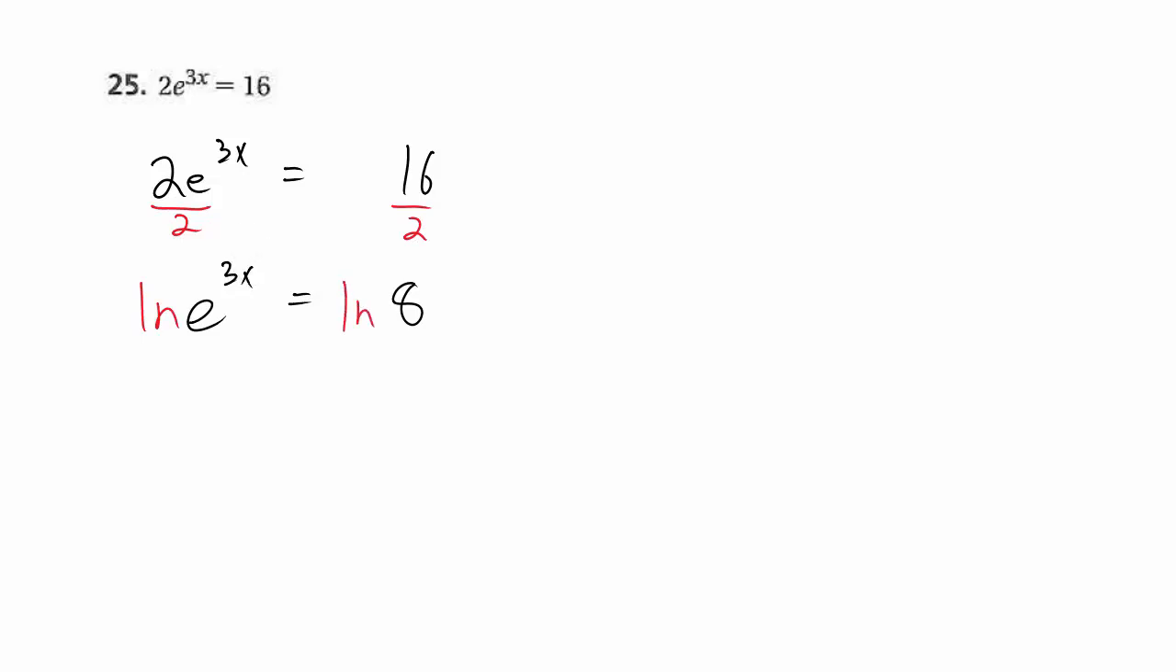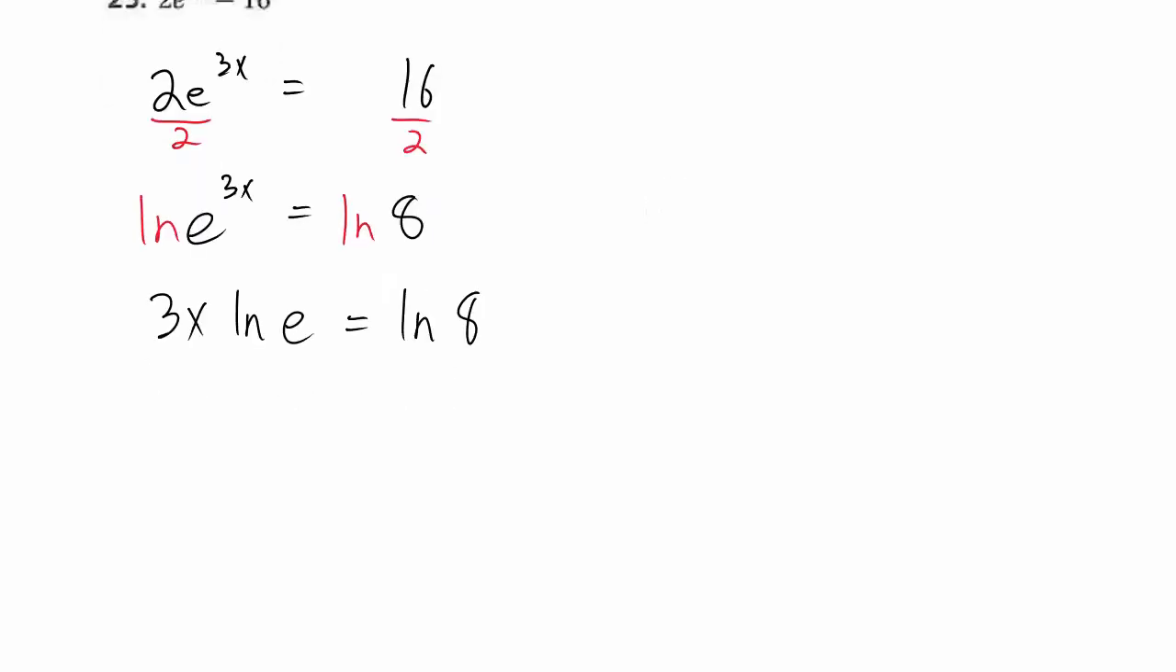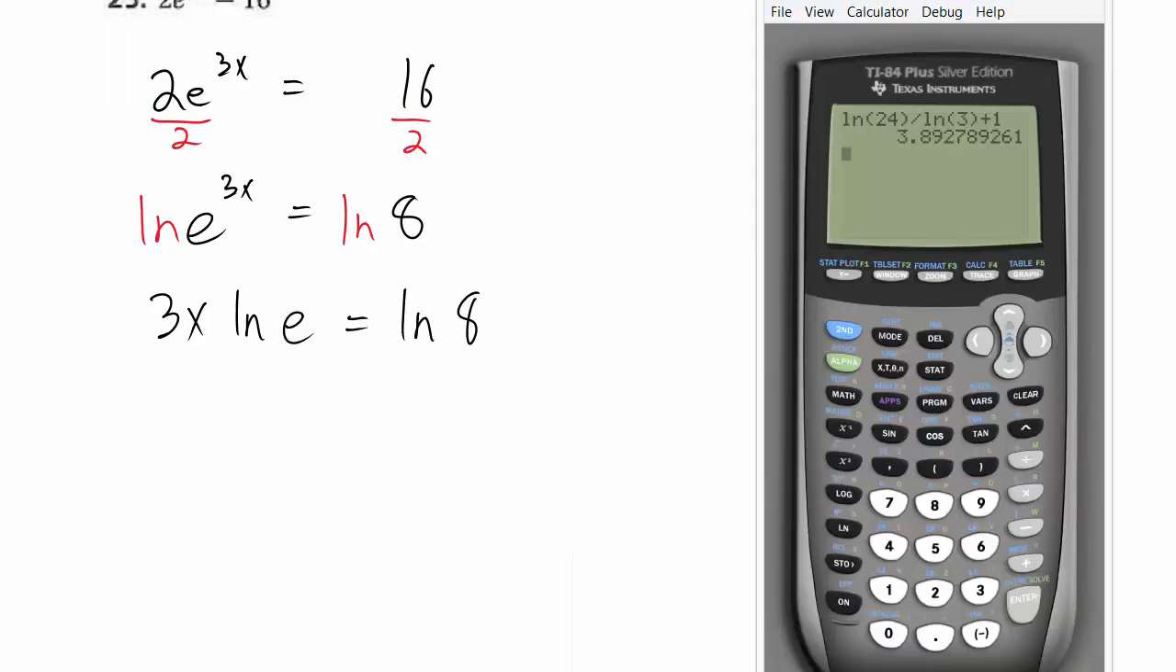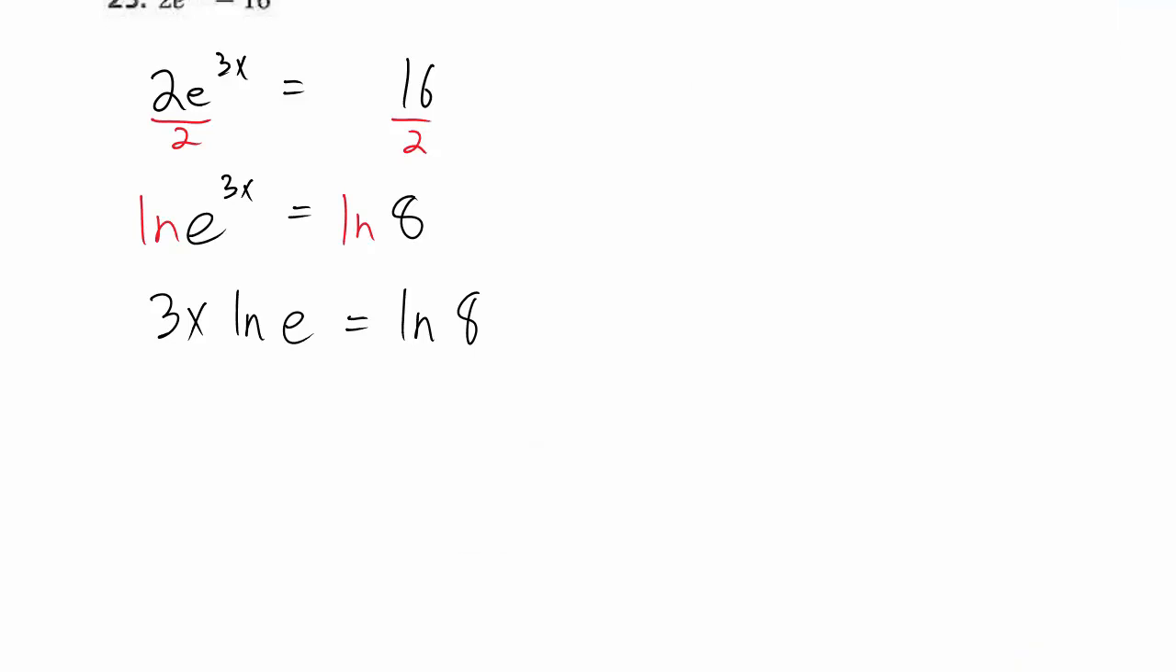Rewrite this. You get 3x times natural log of e is equal to natural log of 8. Now, I happen to know that natural log of e is 1, and you can know that too. You really should know that. If you do natural log of e to the first power, the same thing as just saying e, it gives you 1. Let's say you didn't know that at all. All right, I'm still going to divide it out.